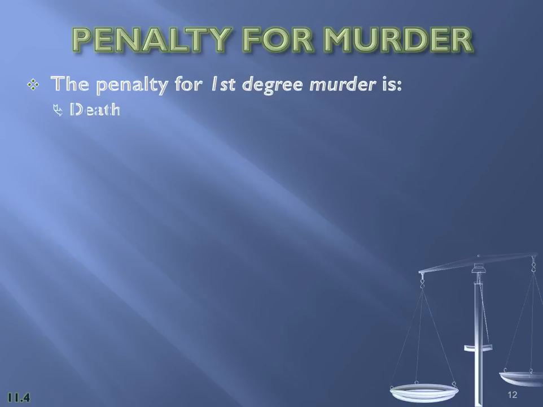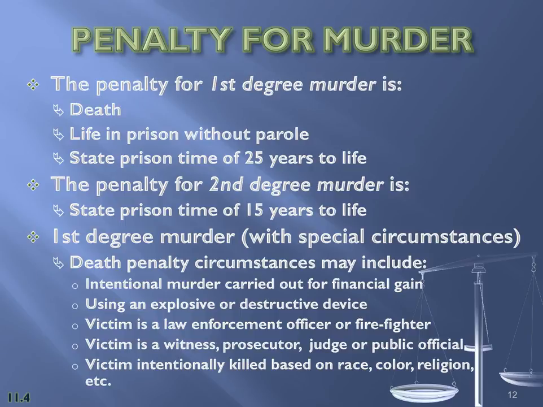So what are some of the penalties for murder? Well, you'd be surprised what some of those penalties are, and maybe you wouldn't. The penalty for first-degree murder is either death, life in prison without parole, or state prison time of 25 years to life. The penalty for second-degree murder is state prison time of 15 years to life.